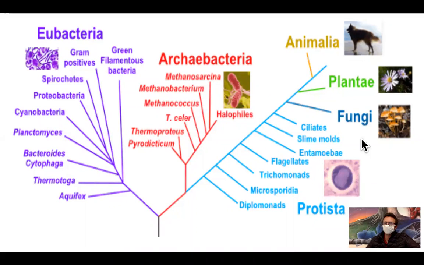Are they prokaryotic or eukaryotic? Eukaryotic, right? So this blue line right here is the eukaryotes. This red and the purple are prokaryotes. Now, when we started to look at DNA, when we started to look at biochemical analyses, the eubacteria and the archaea used to be in the same category.